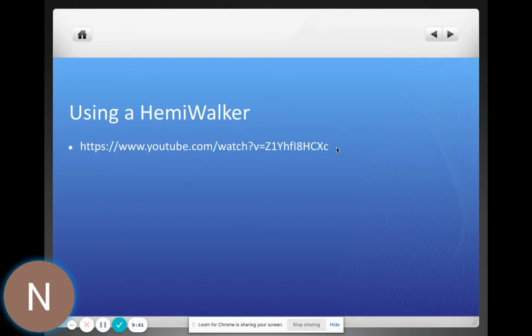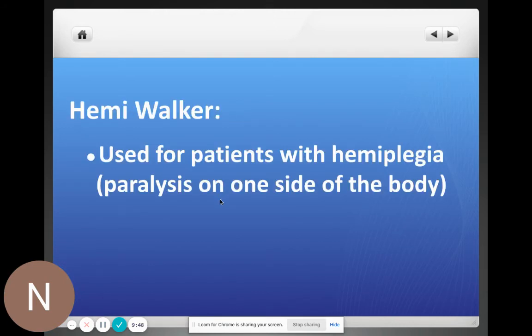Here's a video to watch about using a hemi walker. I would encourage you to watch this after you've watched this lecture. A hemi walker is used for patients with hemiplegia, so paralysis on one side of the body, either left or right.